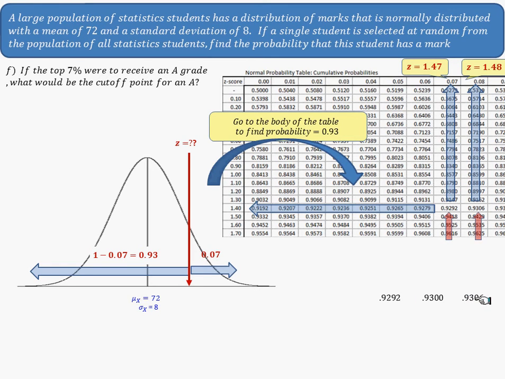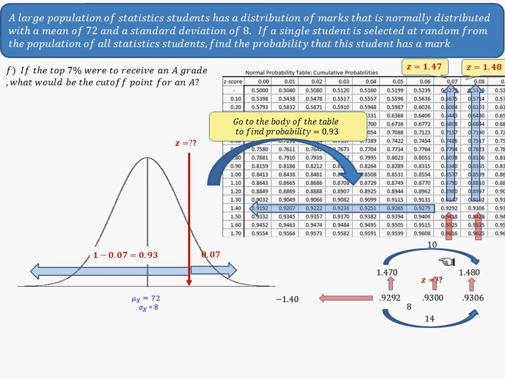0.9292 and 0.9330, in between is 0.93. That's 1.47, and on the right is 1.48. We're now saying the distance across here is 14. The distance across here is 8. And we're going up the top here.